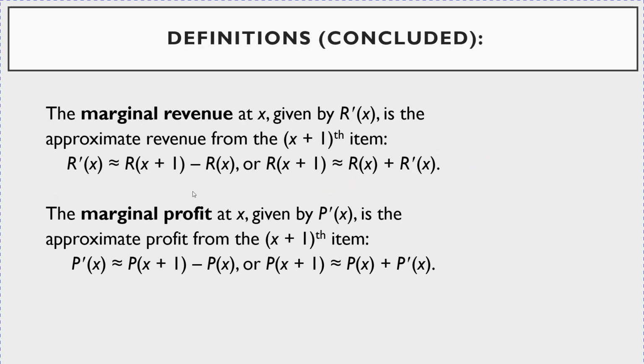And then it follows the same. Marginal revenue is given by r prime of x, so it's the first derivative of the revenue function. And the same thing here: the marginal profit, p prime of x. The marginal revenue is the approximate revenue from the x plus 1 item, and the marginal profit, p prime of x, is the approximate profit for the x plus 1th item. So it's really just the first derivative.